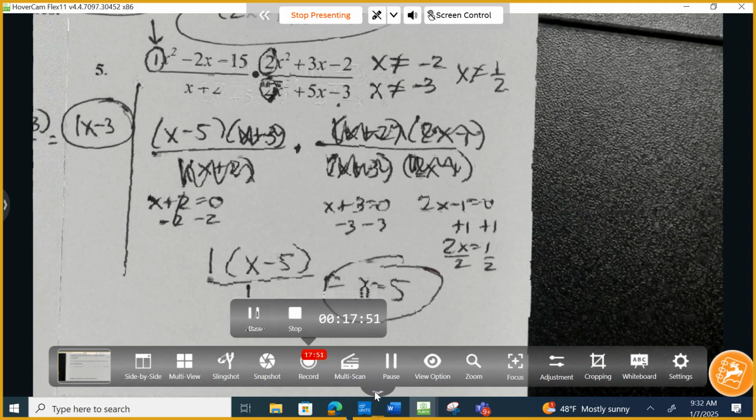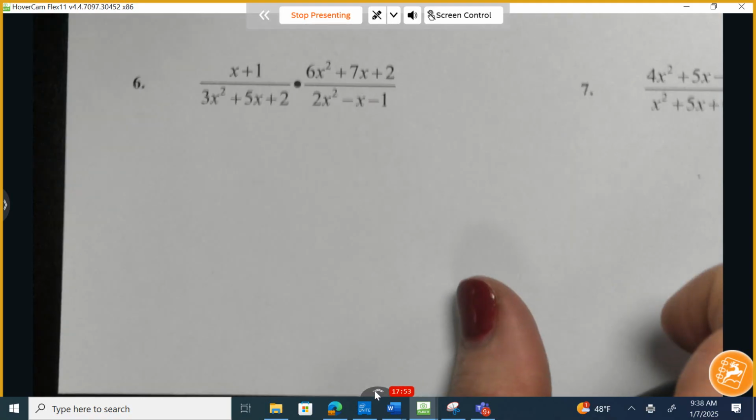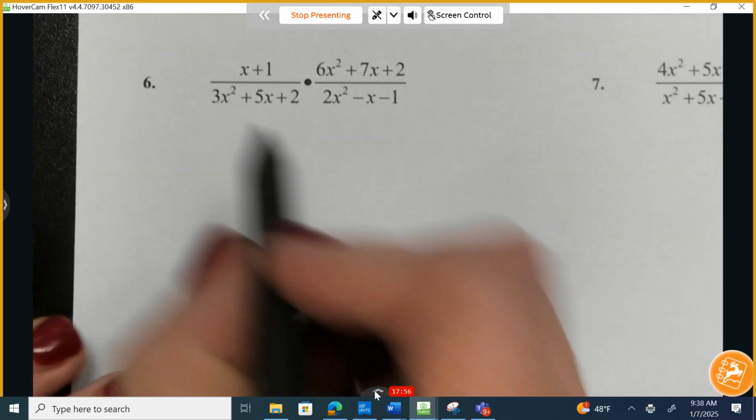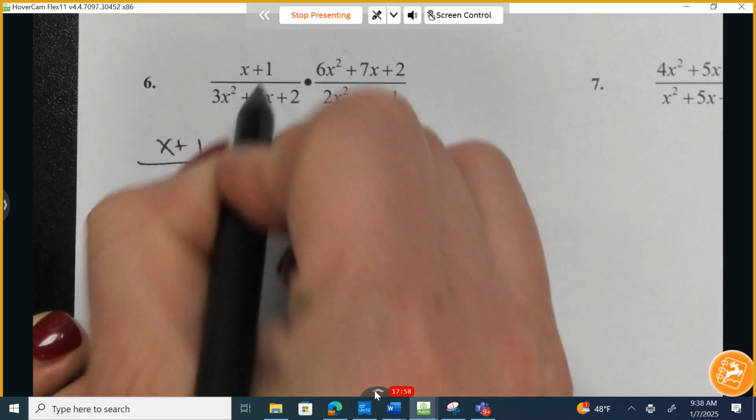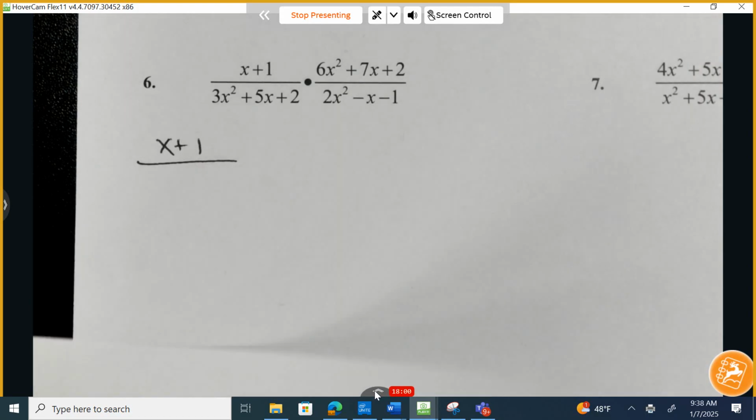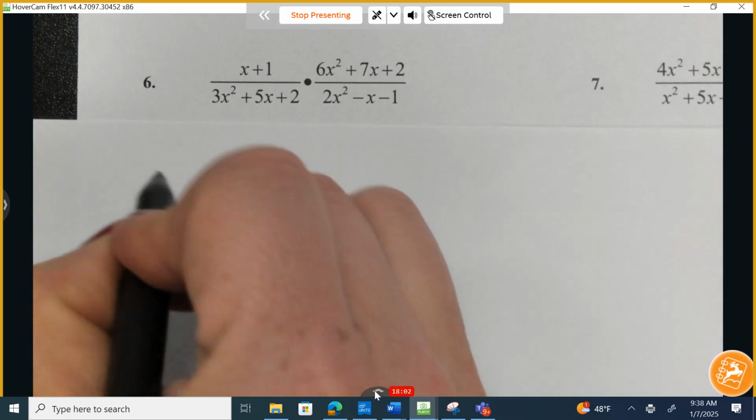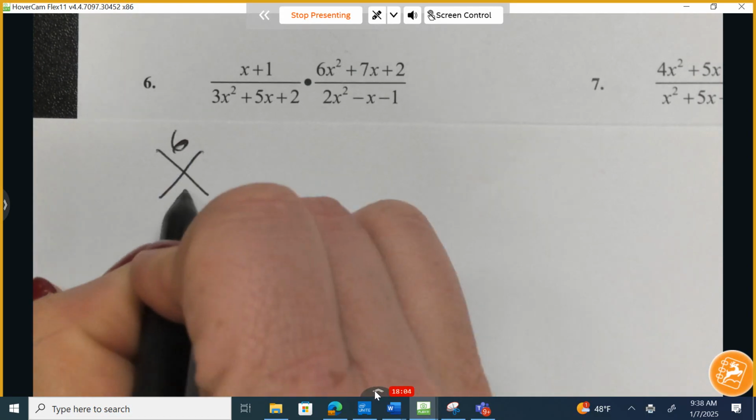So I'm going to start here, and I'm going to push this up so everybody has a better view of it. I have x plus 1 on top. On the bottom, I'm going to grab my paper so it's not as sloppy. What multiplies to equal 6 and combines to equal 5?